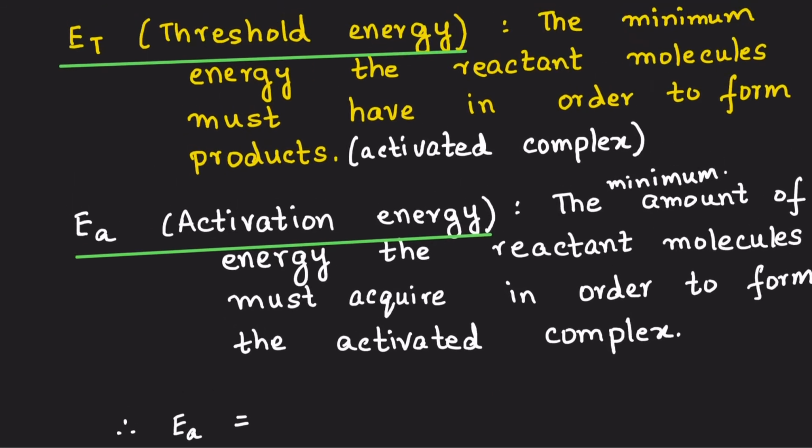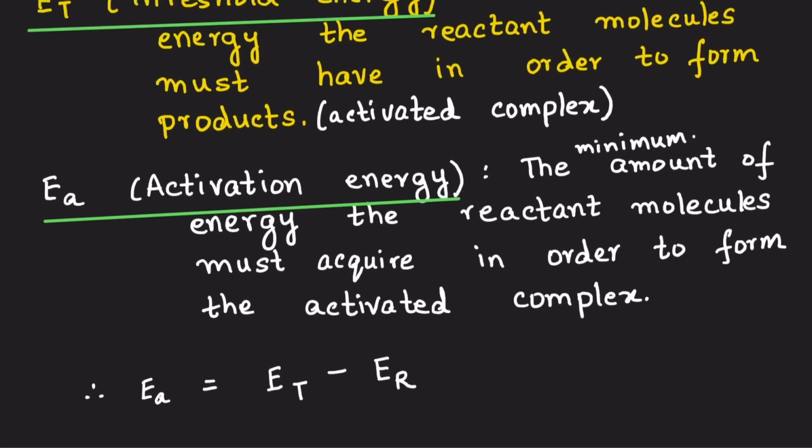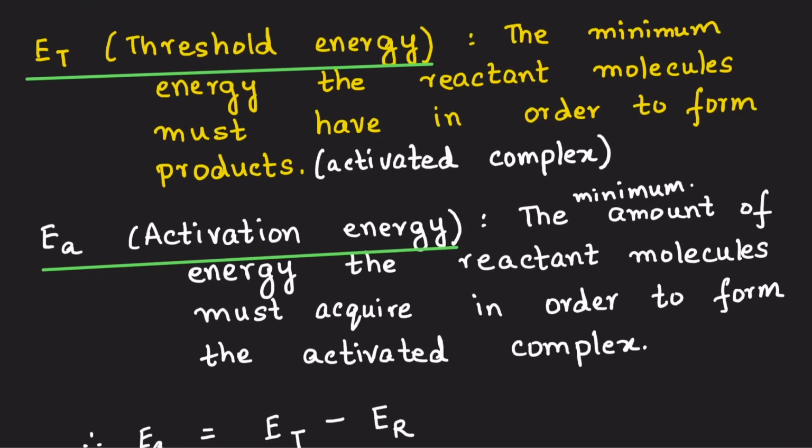Right. Now, activation energy and threshold energy, how are they related? Just like the marks that you need in order to form the product. So in order to clear the test. So activation energy is the threshold energy minus the energy already possessed by the reactant molecules. Understand this concept very, very carefully because we will need it for the topic of chemical equilibrium as well. Okay? Have you noted down the definitions, please?